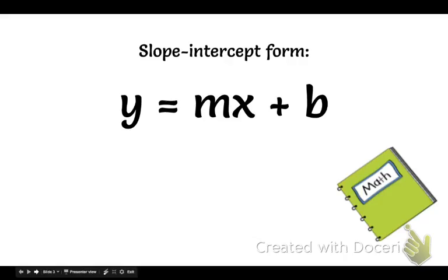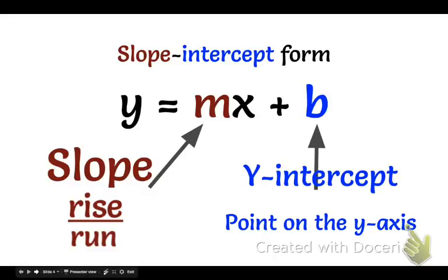Alright, ladies and gentlemen, here's a quick reminder. Slope-intercept form looks like this: y equals mx plus b. We've been studying this in Chapter 3 and we'll continue to study this throughout the rest of Chapter 3, and we'll use this form for linear equations pretty much for the rest of the school year. Please pause the video and jot down this slide in your notebook.